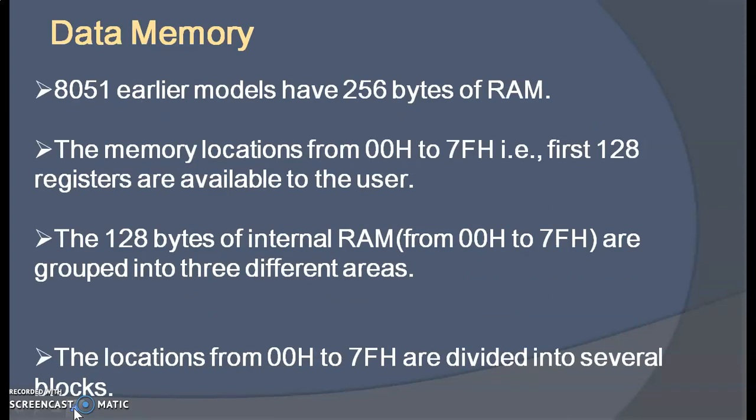Next, data memory. 8051 has data memory of 256 bytes. The memory locations from 00H to 7FH, that is total of first 128 registers, are available to the user. These 128 registers or 128 bytes of internal RAM are basically divided into three major different parts. Let us see how they are divided into different blocks.